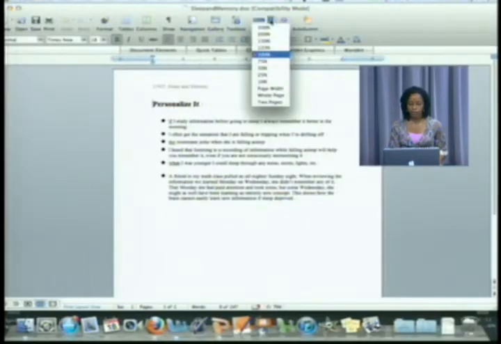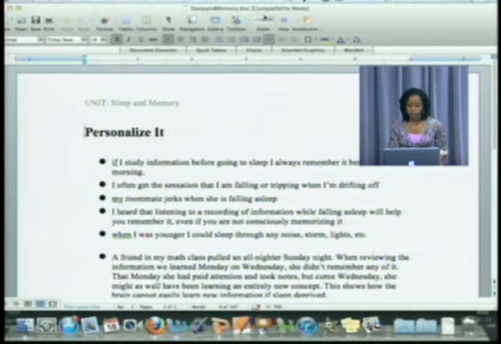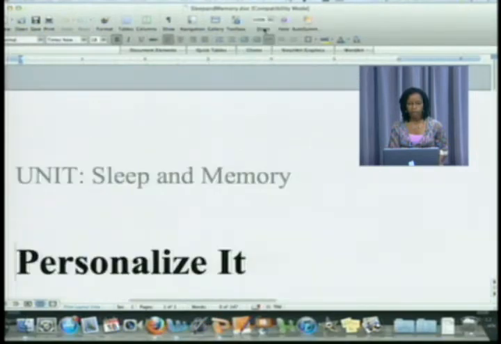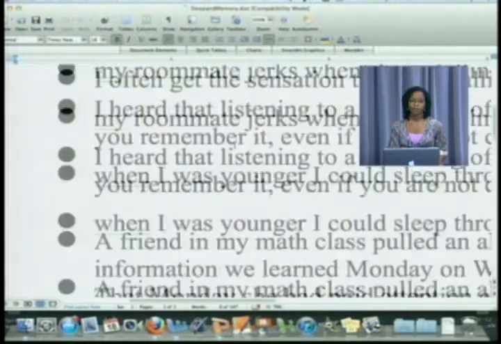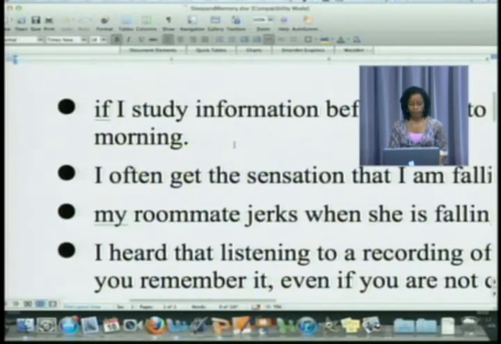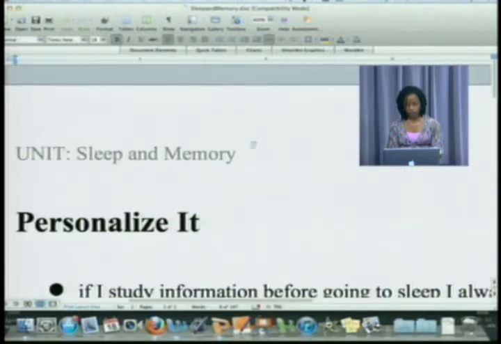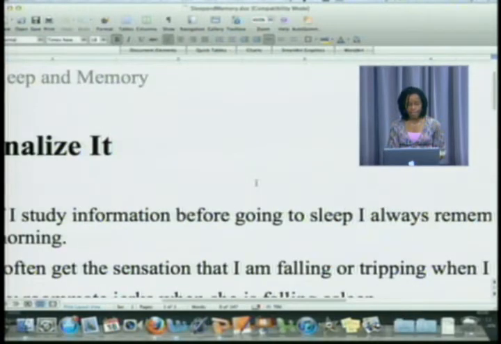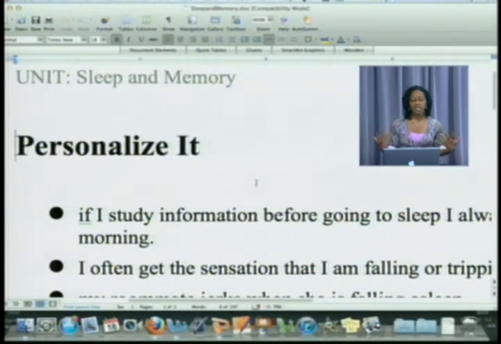this up so you can see it a little bit more clearly. Let's go a little bit more than that. All right, that should be big enough. Okay. So I'll just scroll, maybe if I do 400, that might work. So they said, if I study information before going to sleep, I always remember it in the morning. So that was just something that they shared, their own personal experience with sleep and memory.